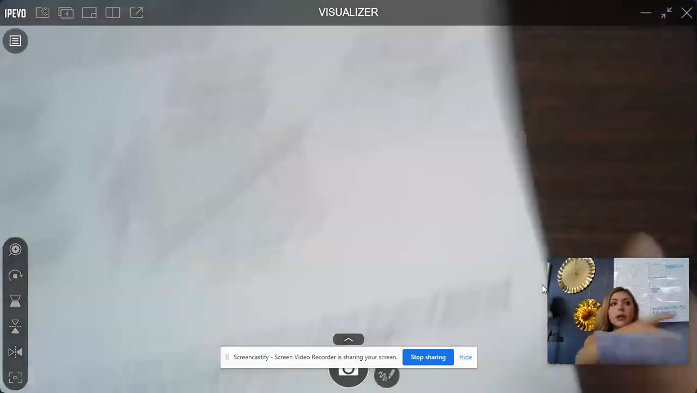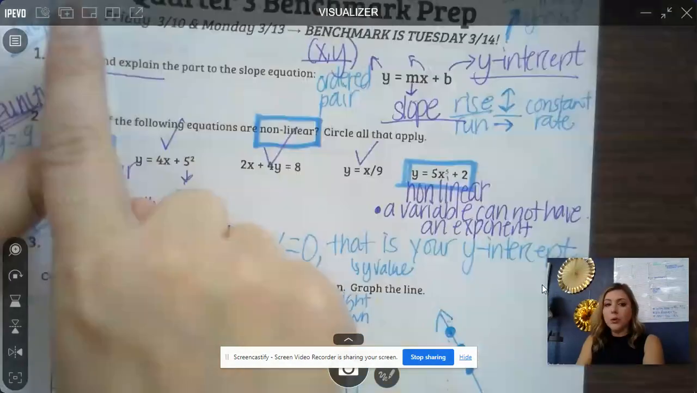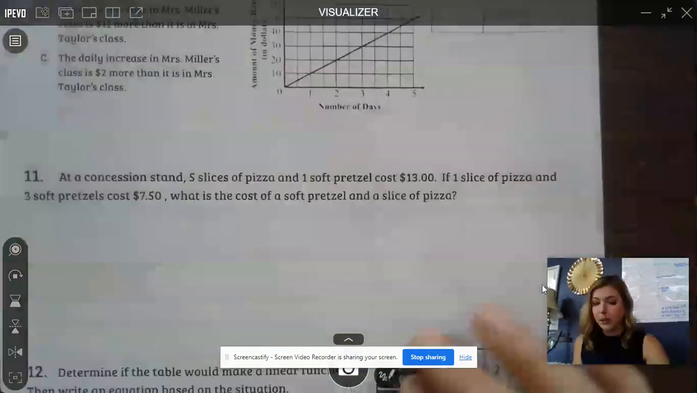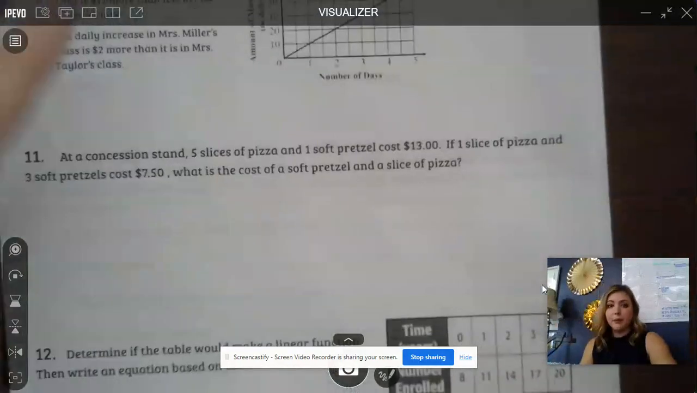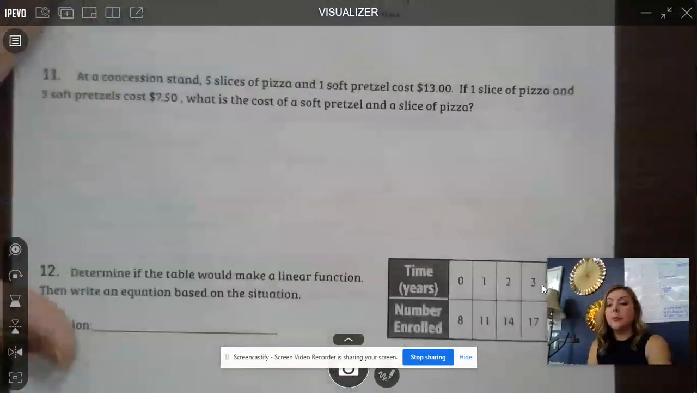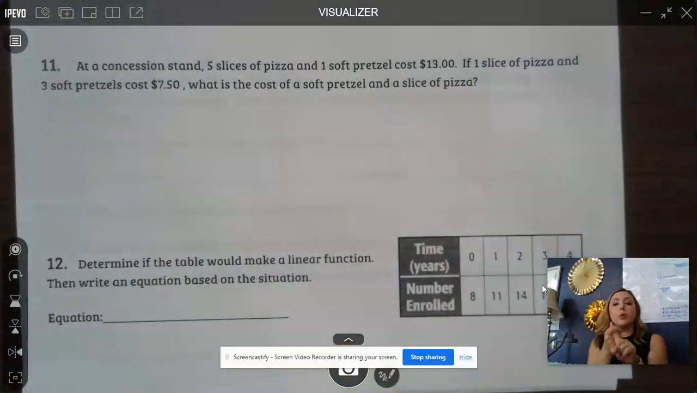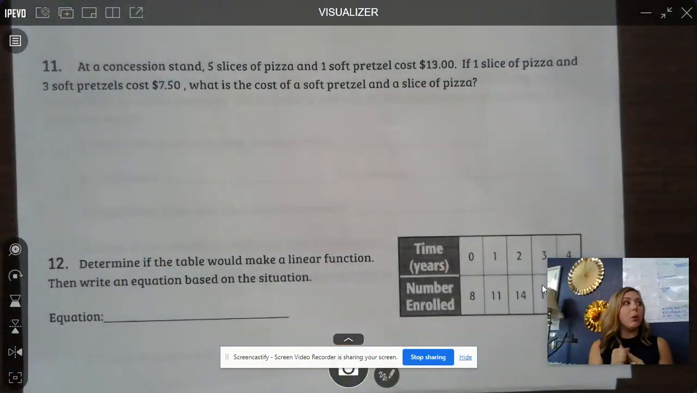Okay, everybody should be on your quarter 3 benchmark prep packet. We are doing number 11 together, okay? This is number 11 together. This is a 3-point question on your benchmark where you will have to, for 1 point, write the system, for 1 point, tell me X, and for another point, tell me Y. You will also have to get all credit, put it in correct form.